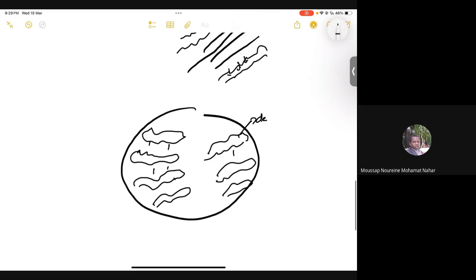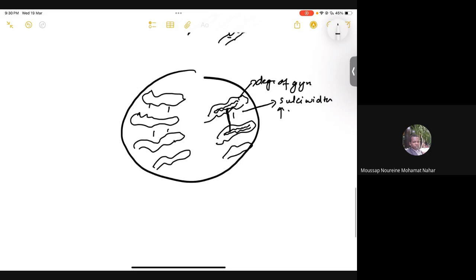So if we have degeneration of your gyri, what happens? They'll become narrow, they would shrink. So if the gyri become narrow, you can see the width of the sulci increases, right? Is that clear? Okay, so with degeneration of gray matter, we are going to have narrowing of the gyri while widening of your sulci.